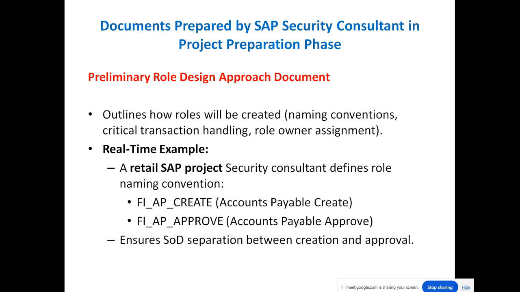Now, what is an example? A retail SAP security consultant defines a role naming convention. If I am creating a role for accounts payable, I would name it FI_AP_CREATE, meaning accounts payable create. The person working in accounts payable can then create things like a GL account. And FI_AP_APPROVE means accounts payable approval. If I am creating a role for approval purposes in the accounts payable team, I need to follow this naming convention, FI_AP_APPROVE. This is the naming convention you will learn when we create the roles.